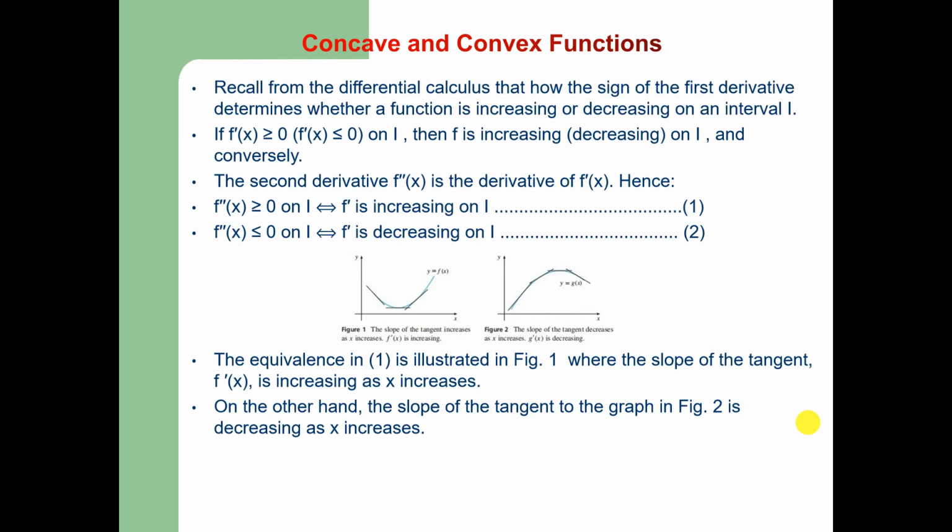Let us focus on these two graphs. In the first figure, the slope of the tangent increases as x increases, so the first derivative of f is increasing. And this is the equivalent of equation 1 here, where the slope of the tangent, that is f prime x, is increasing as x increases. On the other hand, the second graph shows the case when the second derivative of f of x is less than or equal to 0 on interval I, and f prime x is a decreasing function. So the slope of the tangent to the graph in this figure is decreasing as x increases. So keep this in mind.